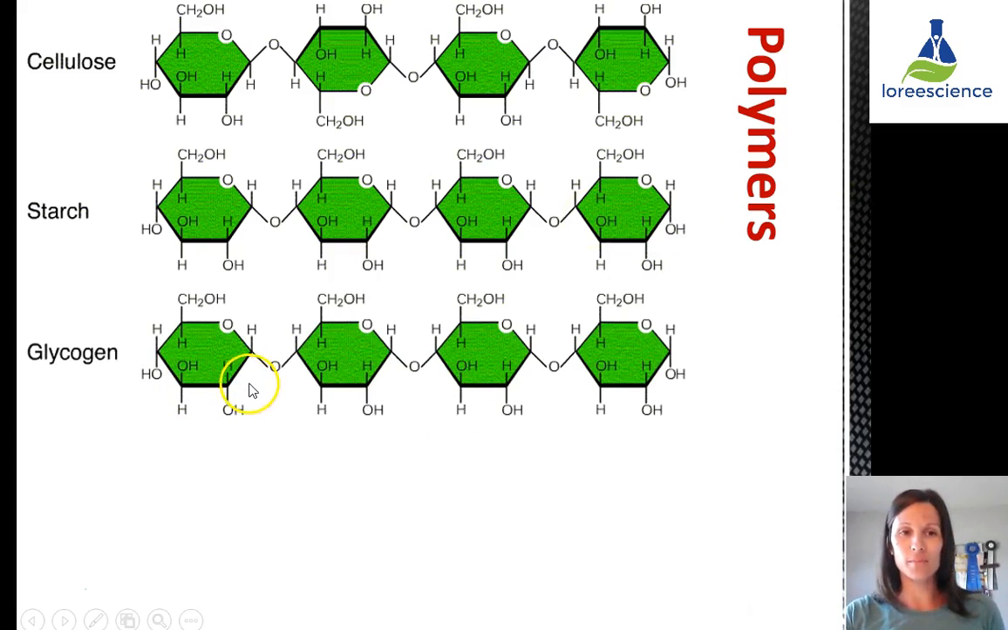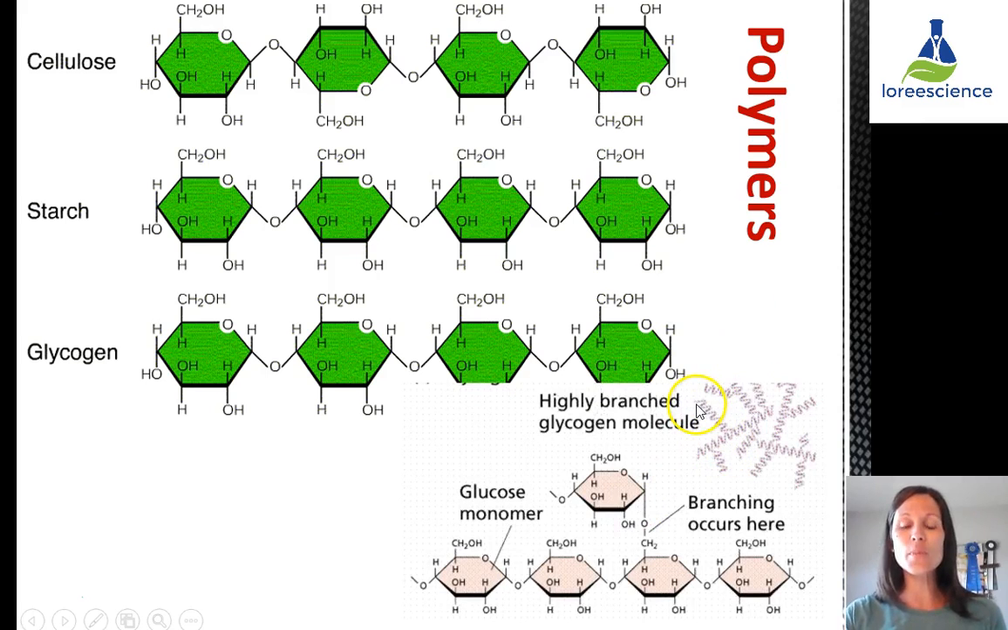Glycogen looks almost the same as starch. Actually, in this picture, it is identical. The difference between starch and glycogen is that glycogen becomes highly branched. It's not just a single chain, but it will actually have glucose polymer chains coming off in all different directions, as you see down here. So glycogen is also used for storage, but it is a very highly branched molecule.